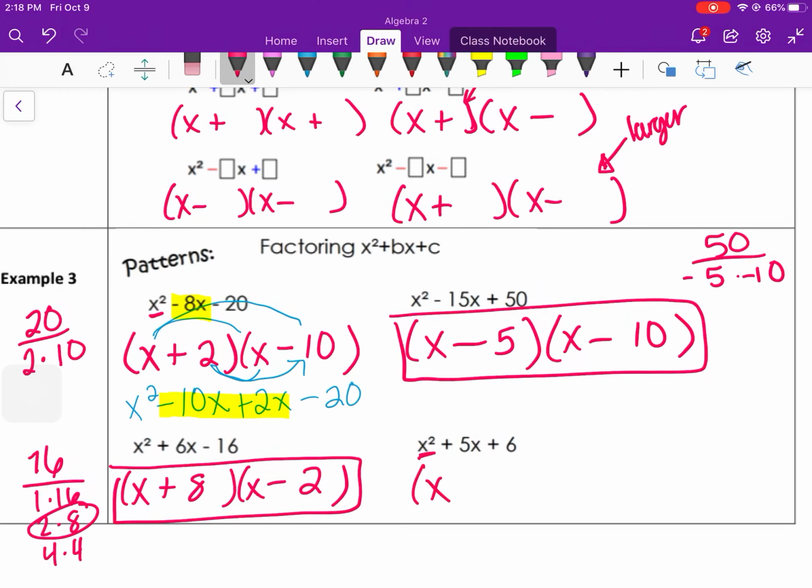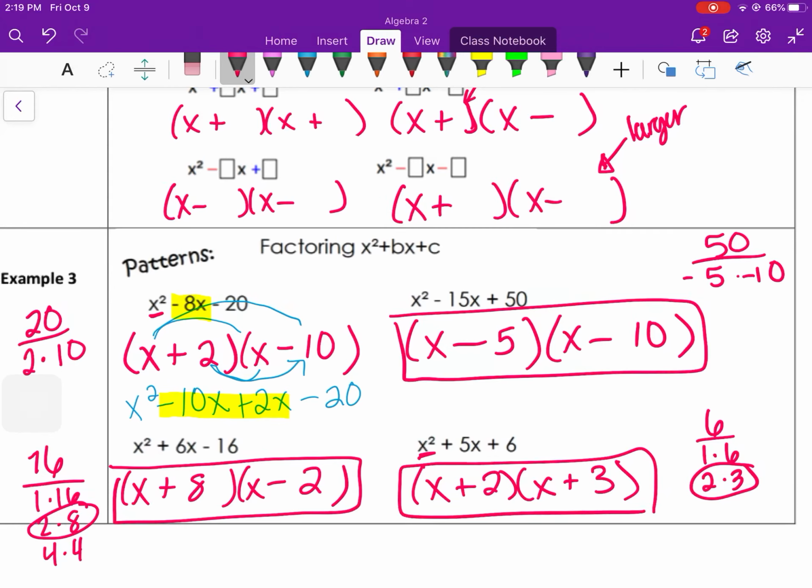The last one, it's x squared again, so it's x times x. And we have a positive at the end, adds up to a positive, which means both your factors will be positive. Multiplies to 6 and adds up to 5. So 1 times 6 or 2 times 3. It has to be 2 times 3 because they both have to be positive, which means you can't use the 1 and 6. So 2 and 3. Remember, you can always multiply it back out to check your answer.